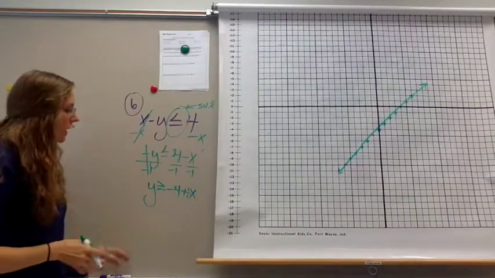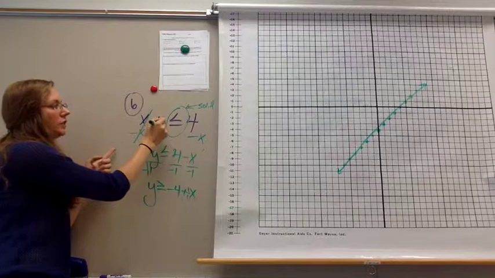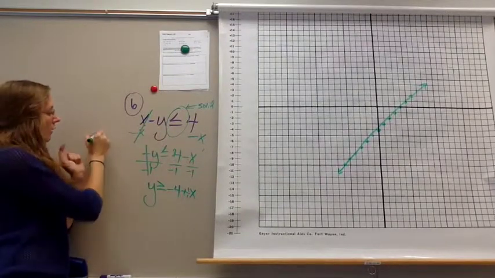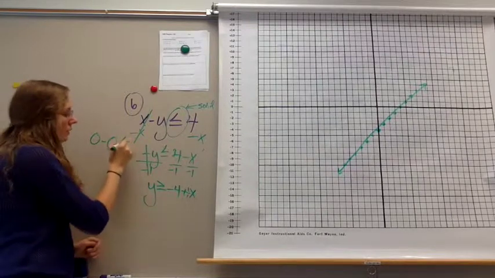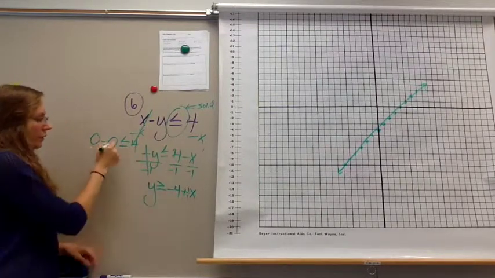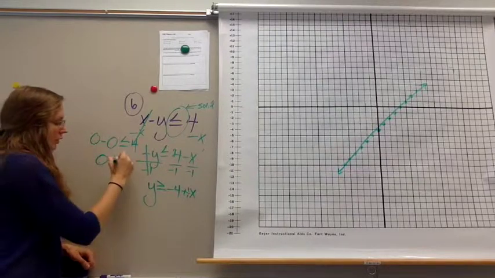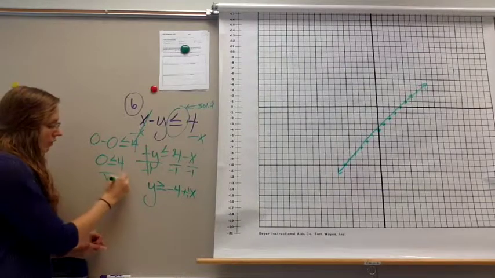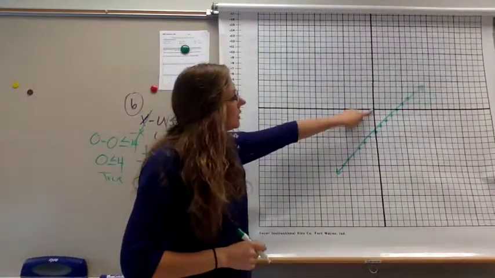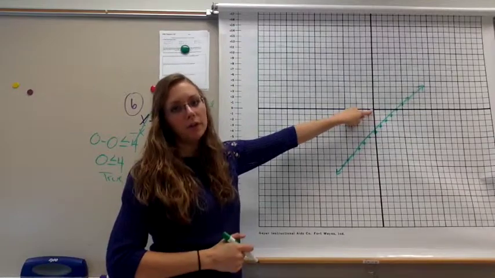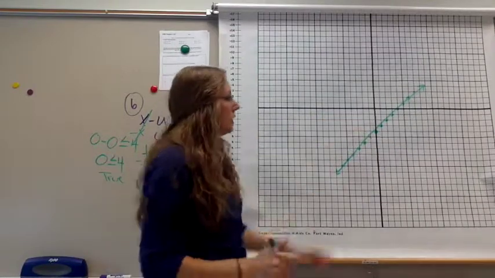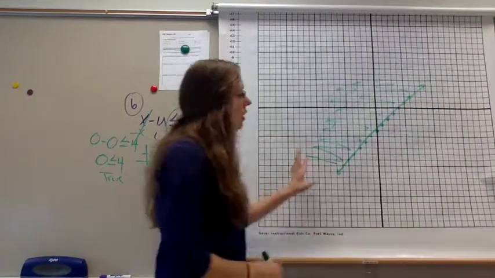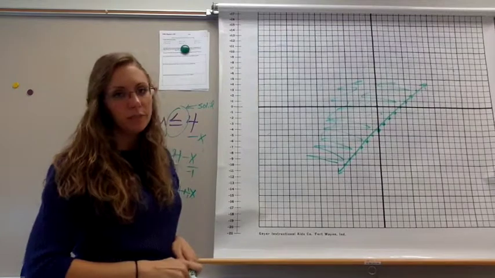We haven't done our work for shading, so let's do that now. We're going to plug in 0 for X and 0 for Y. I could plug it in here, but I could also plug it into my original. So if I do that, I would have 0 minus 0, our symbol, and then a 4. 0 minus 0 is 0. 0 less than or equal to 4. Well, yeah, that's true. Okay? Meaning this is going to be part of our solution set. It is true, and it works in this situation. So everything above this, or to the left of it, would be part of our solution set.